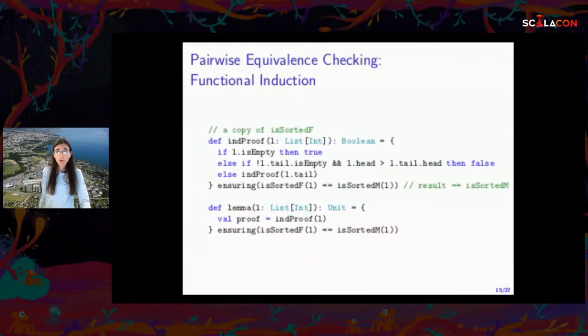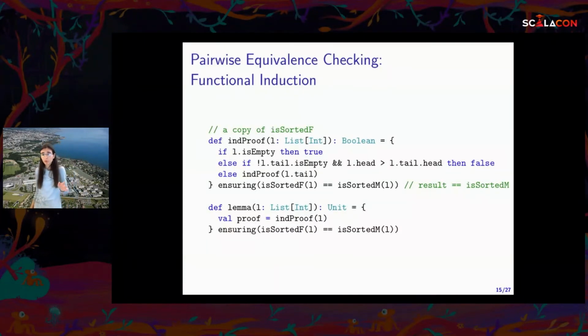So instead, you will need to help it a bit. You will need to provide a proof. Here I also show you this proof. The way we prove equivalence of recursive programs is by using induction, and induction on the body of a function. So it's called functional induction.